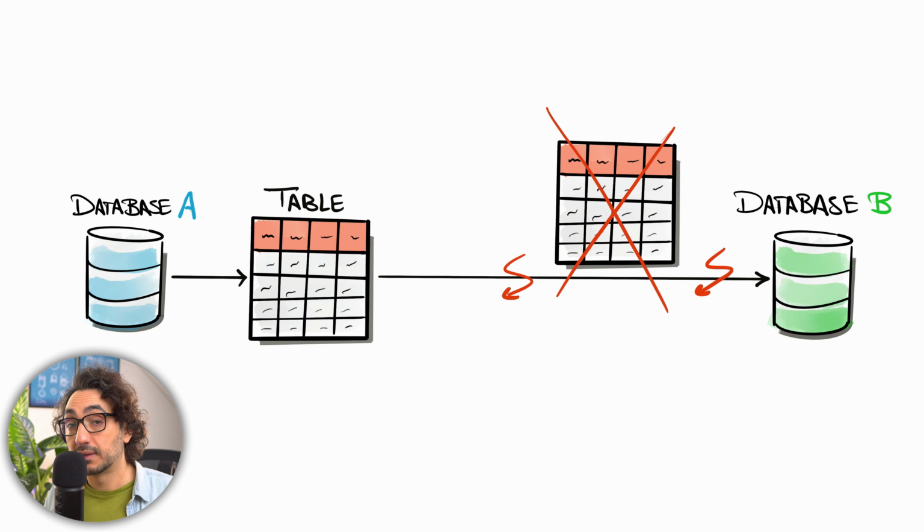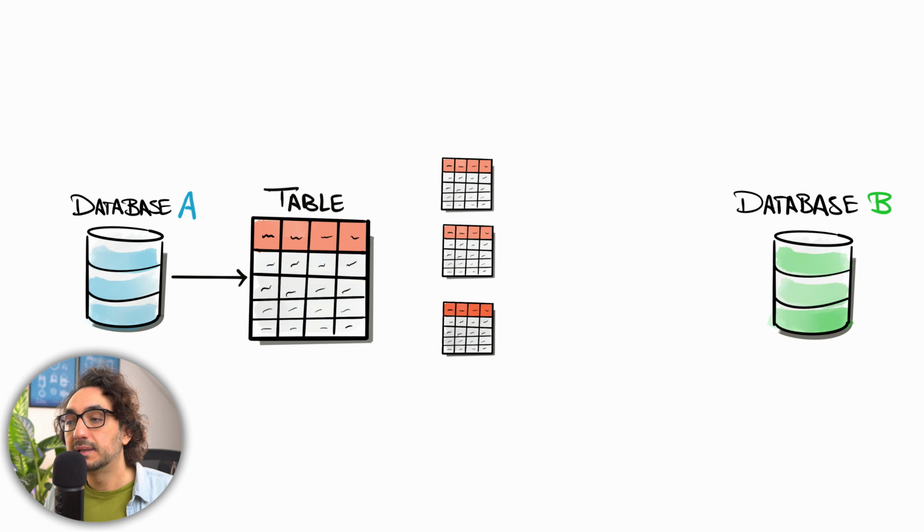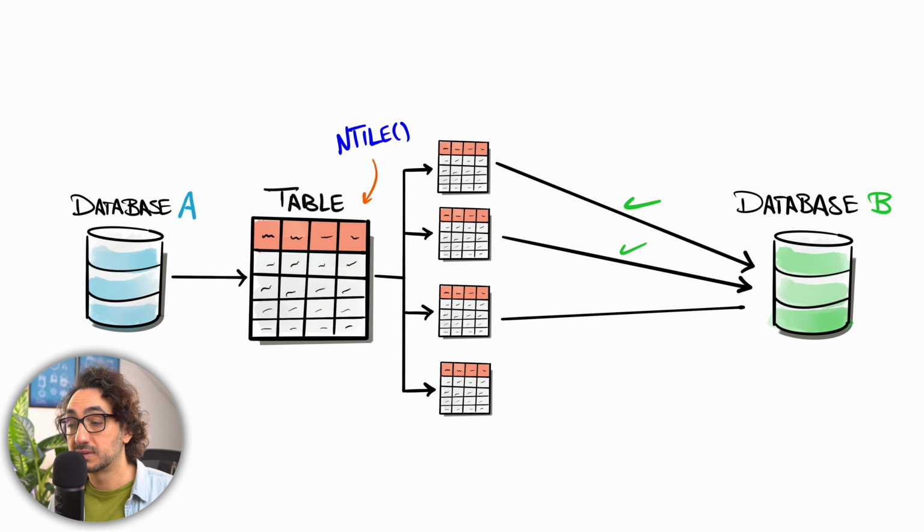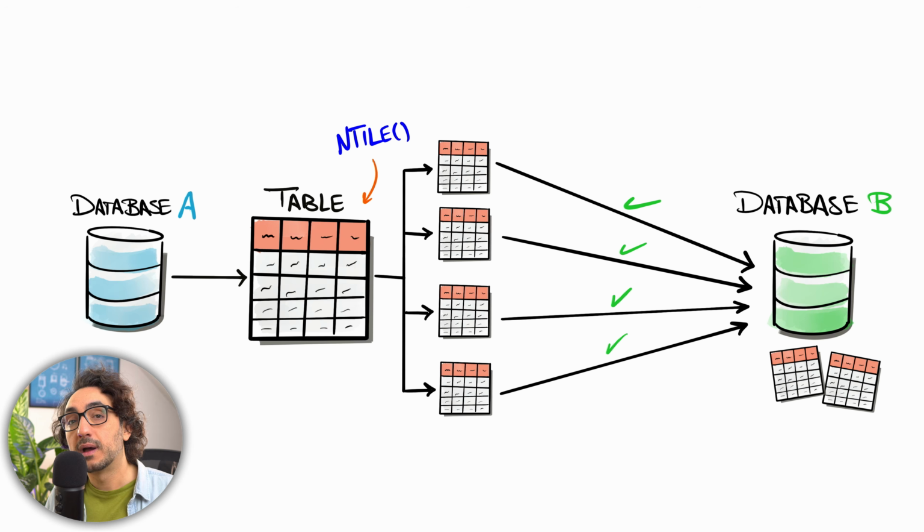So now instead of loading this table in one go, we can split it into fractions, or let's say buckets. We can split this table, for example, into 4 small tables using the function NTILE. Now after we split this big table into small tables, we can start moving those small tables one after another, and with that we are not stressing the network and it's going to succeed.